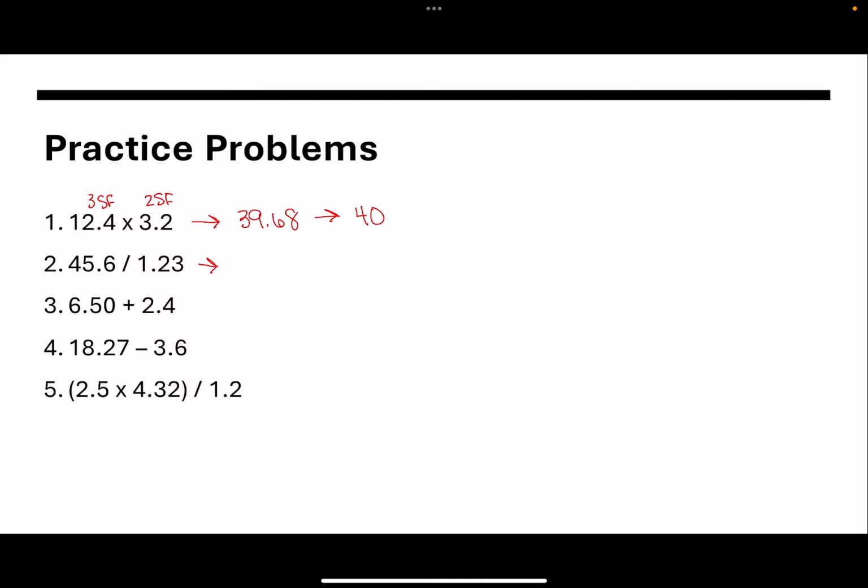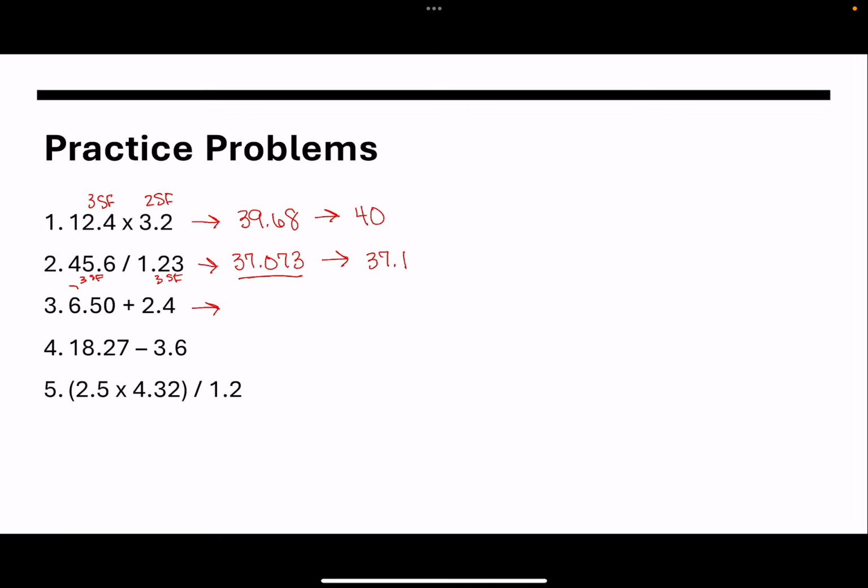Here in number 2, we have 45.6 divided by 1.23. If you type that in your calculator, you should get 37.073. So we see that that number has 5 sig figs, but this has 3 sig figs and this has 3 sig figs, so that means our answer can't have more than 3 sig figs. So we would have to round this to 37.1.